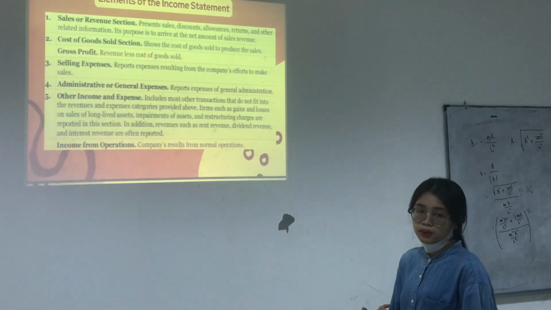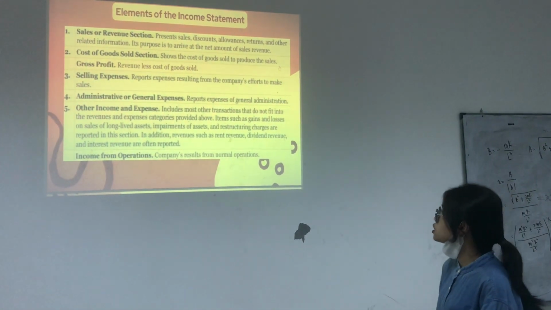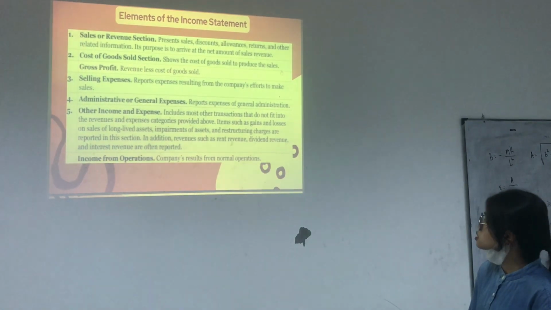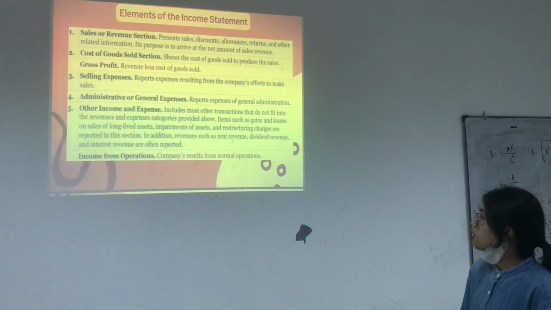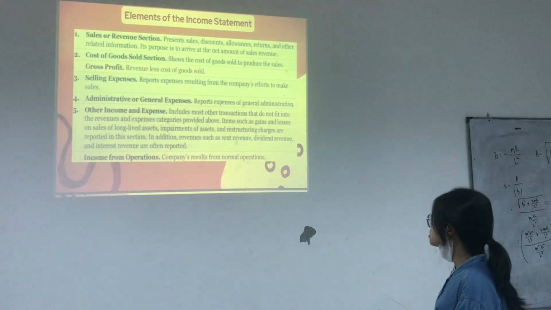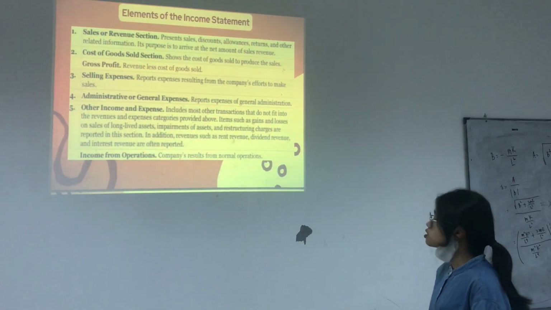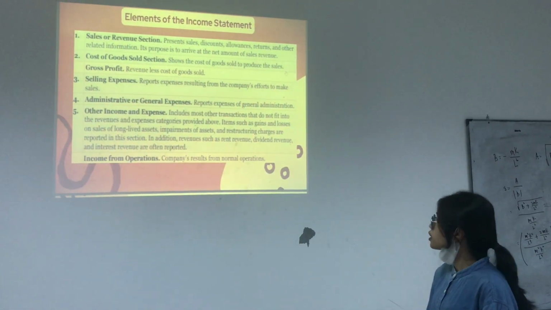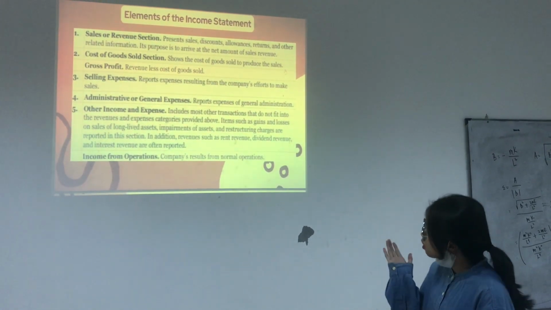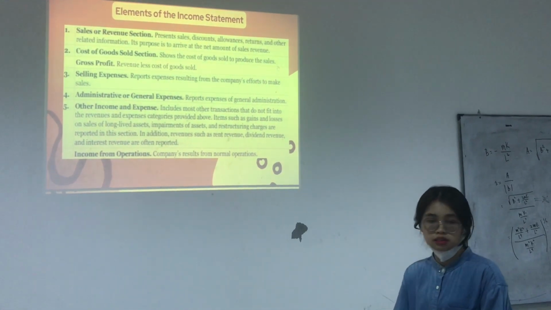5, other income and expenses include most other transactions that do not fit into the revenues and expenses categories provided above. Items such as gains and losses on sale of long-lived assets, impairments of assets, and restructuring charges are reported in this section. In addition, revenues such as rent revenue, royalty revenue, and interest revenue are often reported. There's an income from operations. It's a company's result from normal operations.